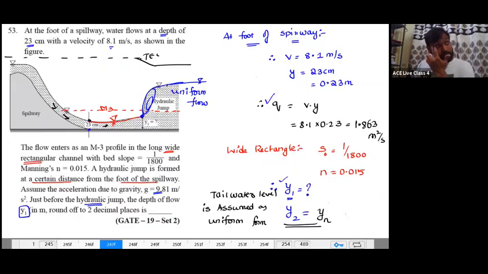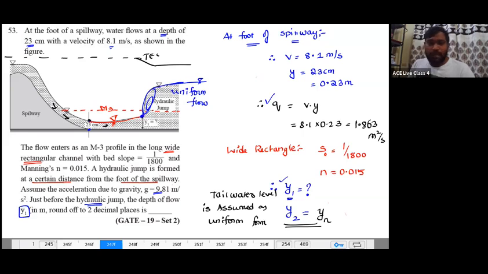Okay, now let's see the other things. What's the use of giving the jump away from the downstream? We are considering the tailwater will be uniform only. In the introduction, you explained with the weir example. What's the use of giving the jump away from the downstream? We are considering tailwater will be uniform. After the jump only, the uniform flow is going to happen.